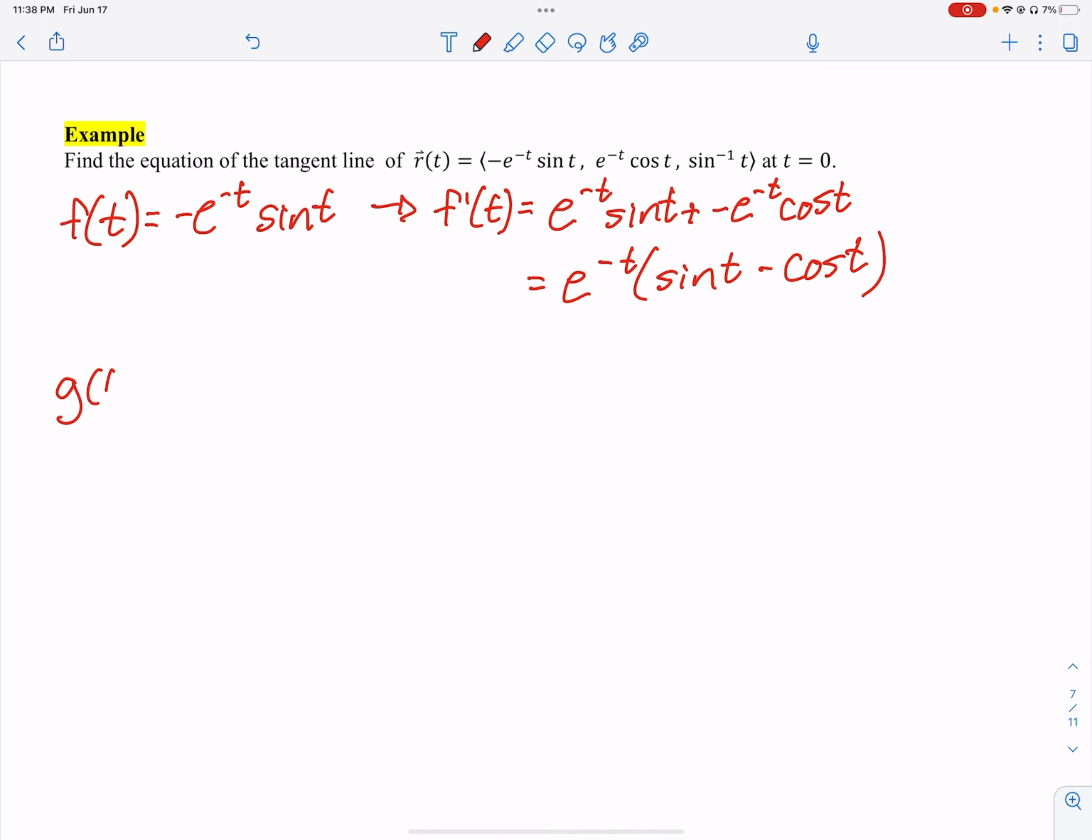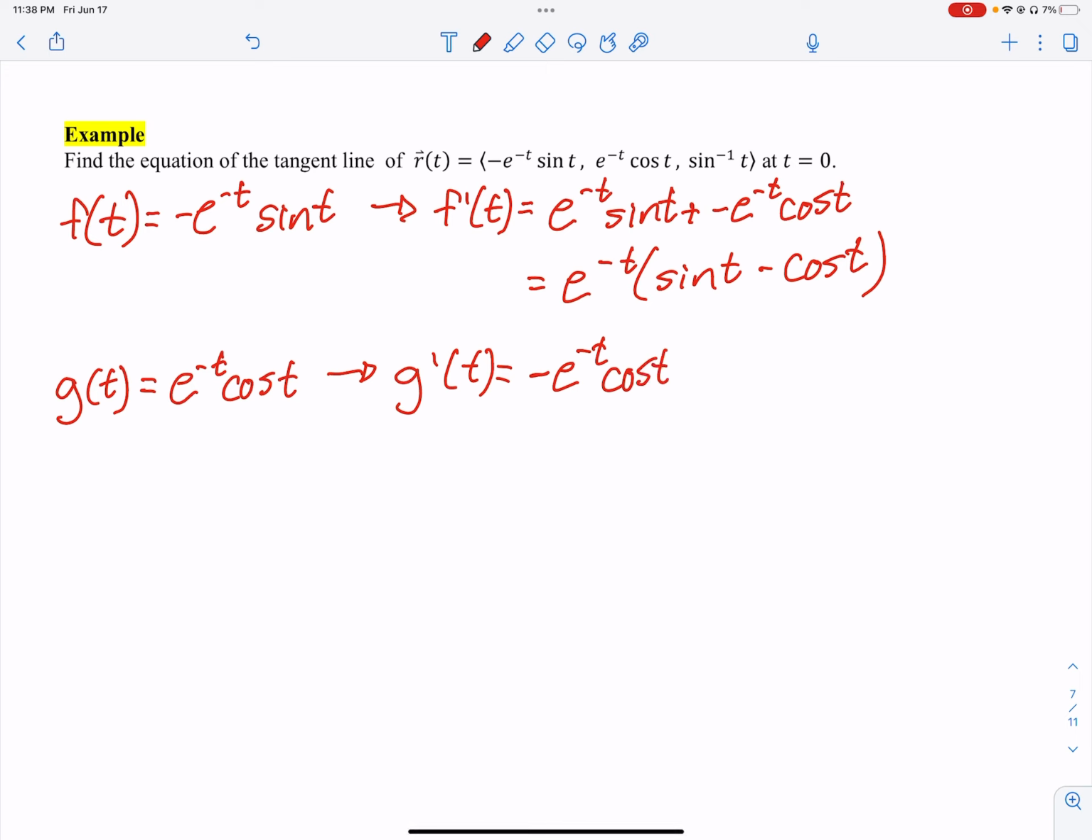Let's go ahead and do our g. Our g is e to the negative t cosine t. So g prime of t, it's a product rule. We get negative e to the negative t cosine t, we don't touch that. And then we get e to the negative t, I'll leave that one alone, times the derivative of cosine t, which is negative sine t. We can factor out negative e to the negative t, which means the insides just become positive.